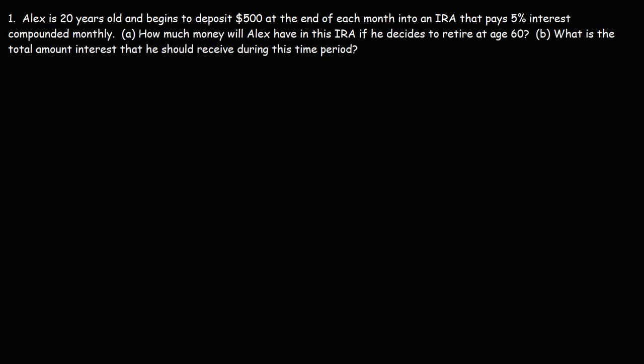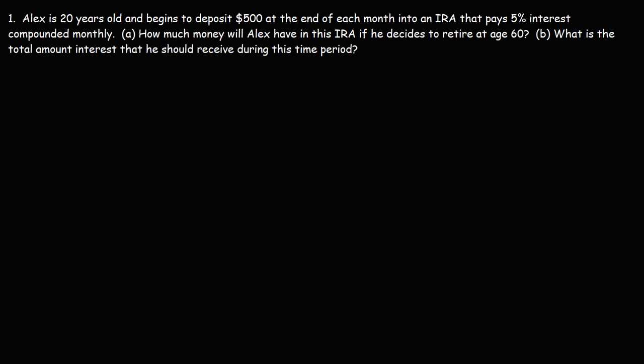How would you solve this problem? Alex is 20 years old and begins to deposit $500 at the end of each month into an IRA account, or an individual retirement account, that pays 5% compounded monthly. So how much money will Alex have in his IRA if he decides to retire at age 60?